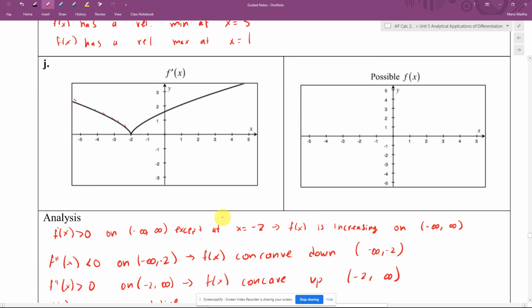And then the possible graph for this, again, negative 2 is right there. So it will look kind of close to a cubic function. And it goes back up. So it's always increasing and so forth.